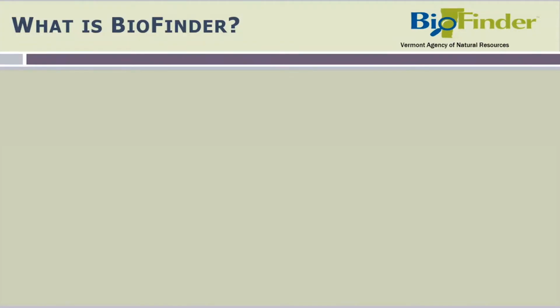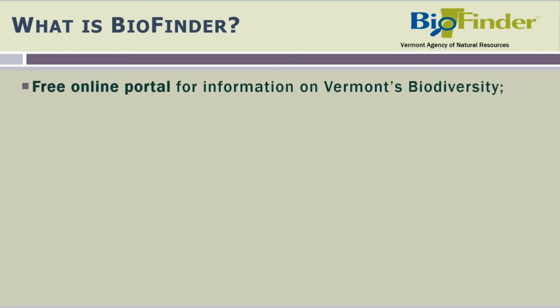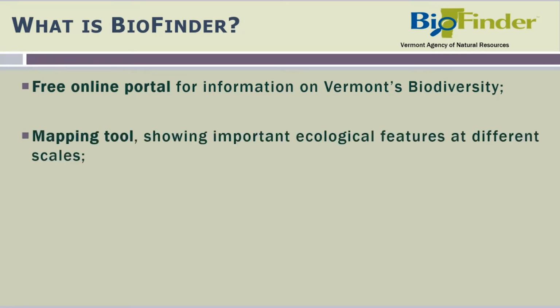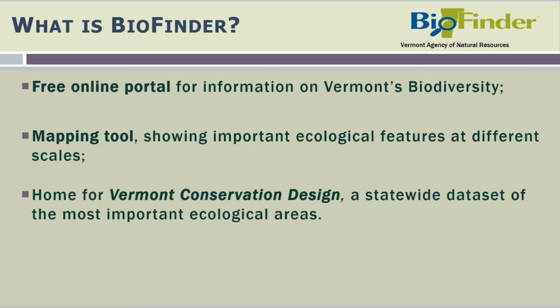So what is this BioFinder? Well, I'm going to break it down into three main categories. First, it's a free online portal for information on Vermont's biodiversity. Second, it's a mapping tool showing important ecological features at different scales. And third, it's the home for Vermont conservation design, which is a statewide data set of the most important ecological areas. And we created the BioFinder to be this one-stop shop where Vermonters could come and get access to all of these three elements.